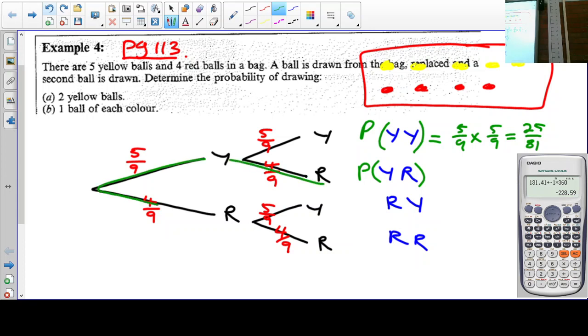What if it's red and yellow? 4 over 9 times 5 over 9. If it's red and red, 4 over 9 times 4 over 9. Easy. You would agree with that?